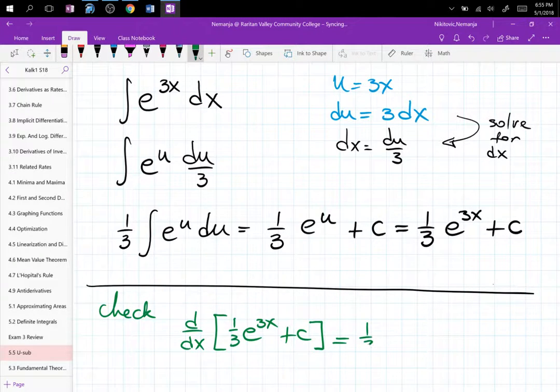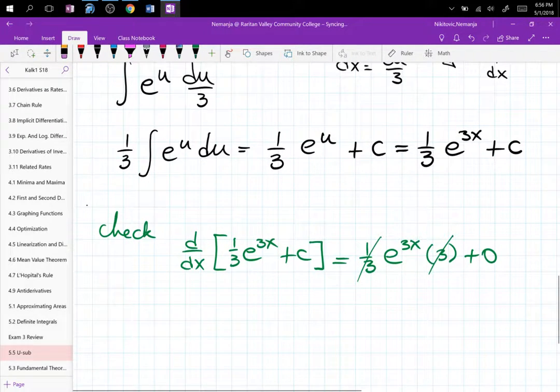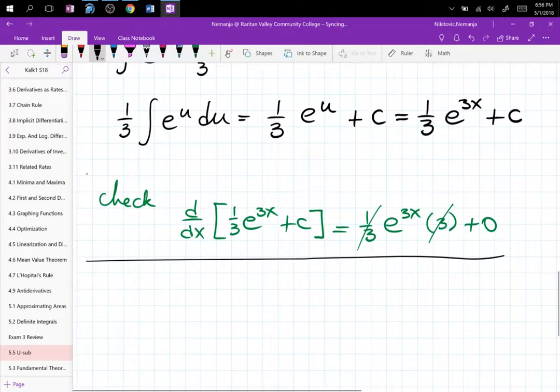So we copy the constant 1/3. The derivative of e to the 3x is e to the 3x times the chain rule, which is 3. And the derivative of the constant c is 0. 1/3 cancels 3, and there it is. e to the 3x. Yeah, we're good, right? I'm just going to move this line underneath. Let's do another example and call it a day.